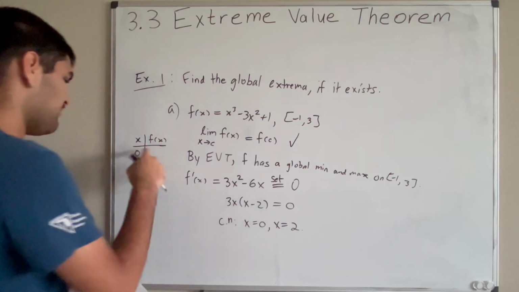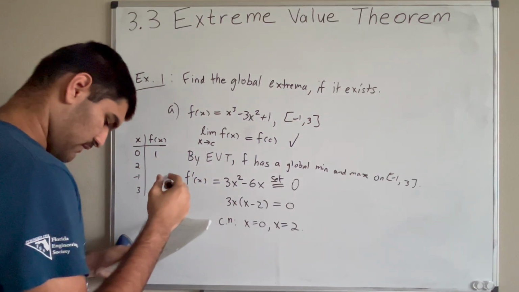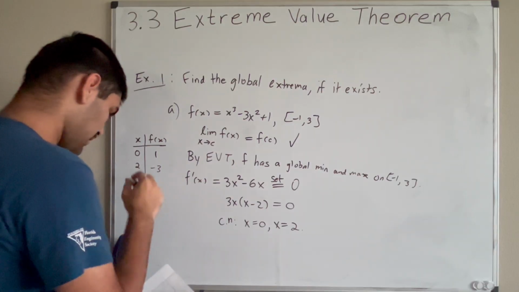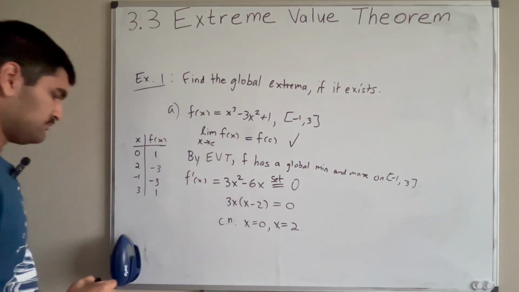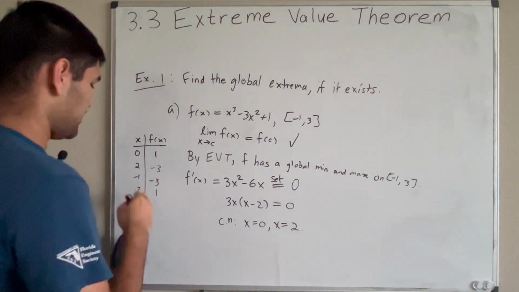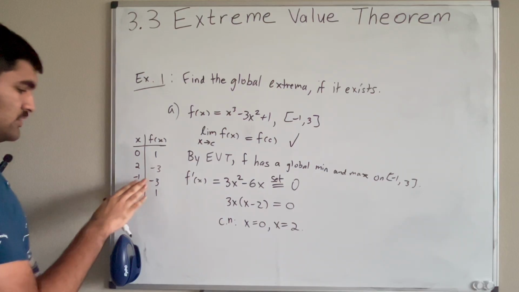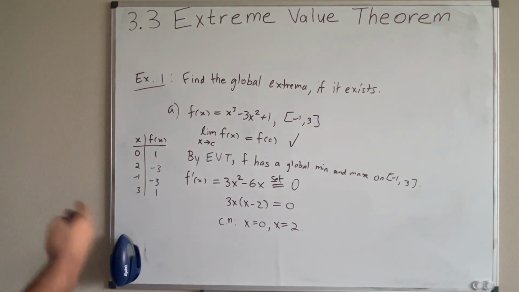But if we evaluate f at 0, let's see, we get 1. And then f evaluated at 2 is -3. F of -1 is -3. And then f of 3 is 1, right? So in this case, even if you did by chance forget your endpoint, you'd still get the same maximum and minimum values, but this is purely just a coincidence.